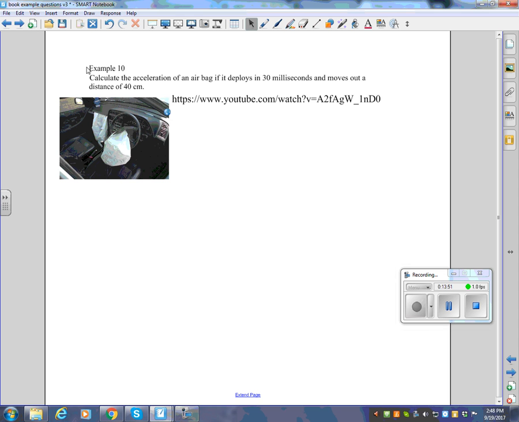Okay. Calculate the acceleration of an airbag if it deploys in 30 milliseconds and moves out a distance of 40 centimeters.